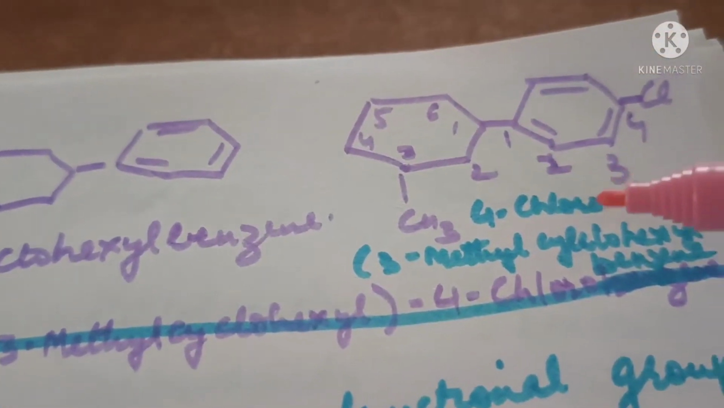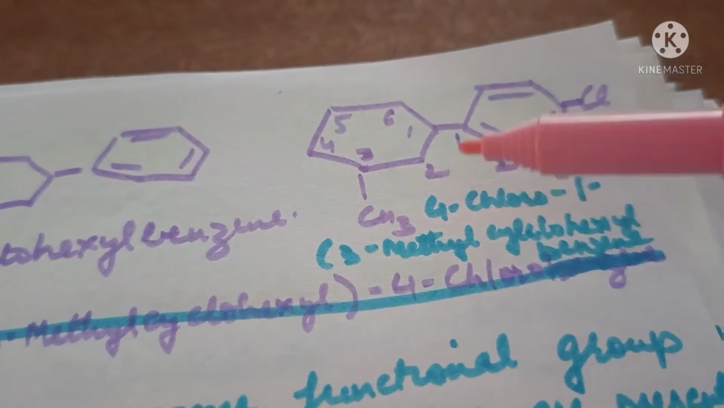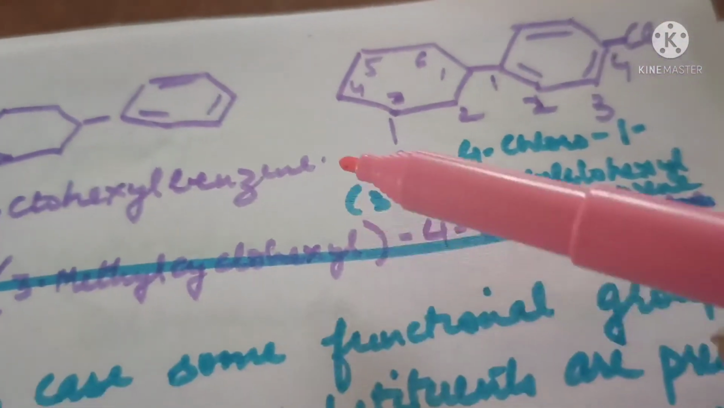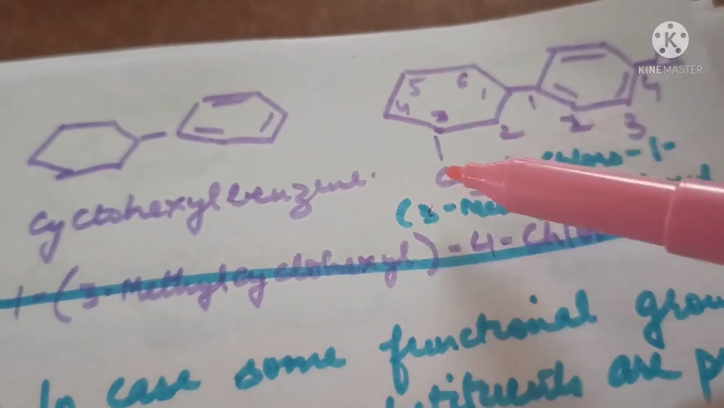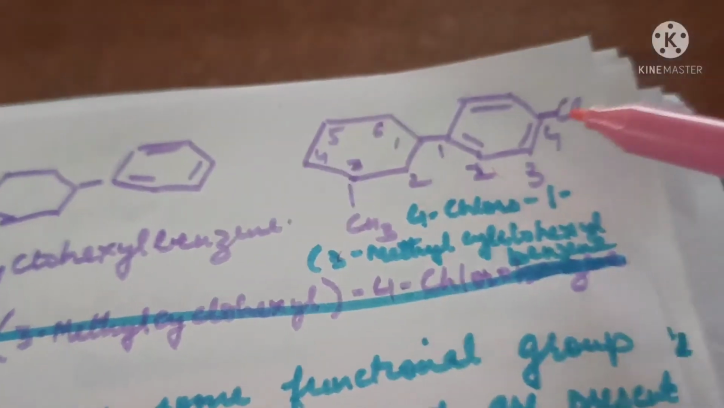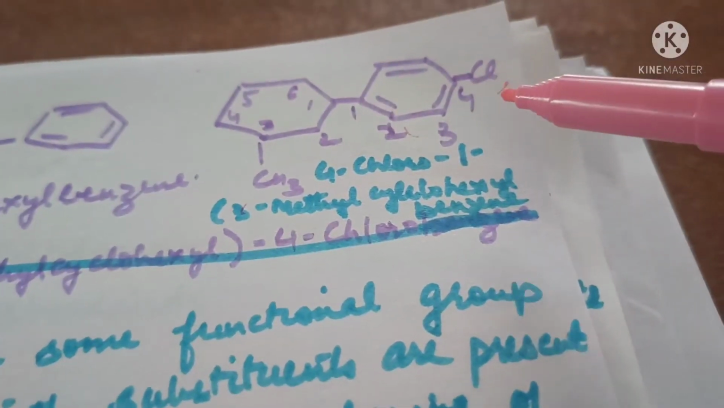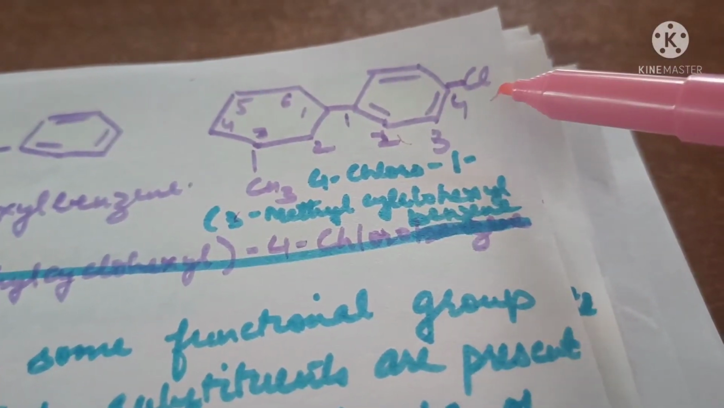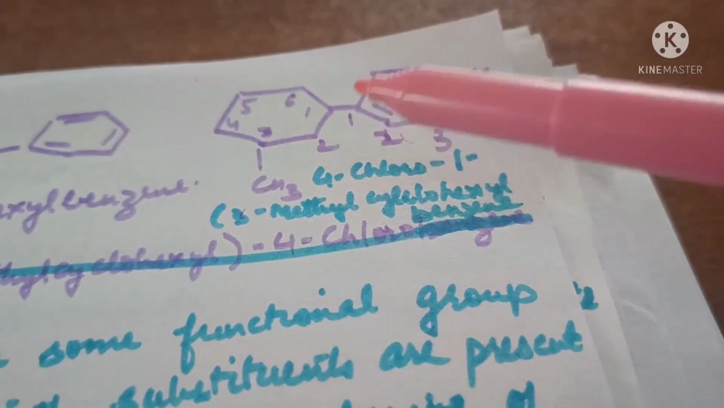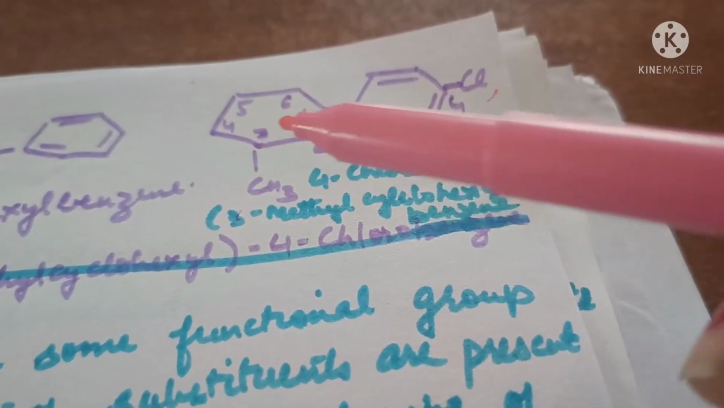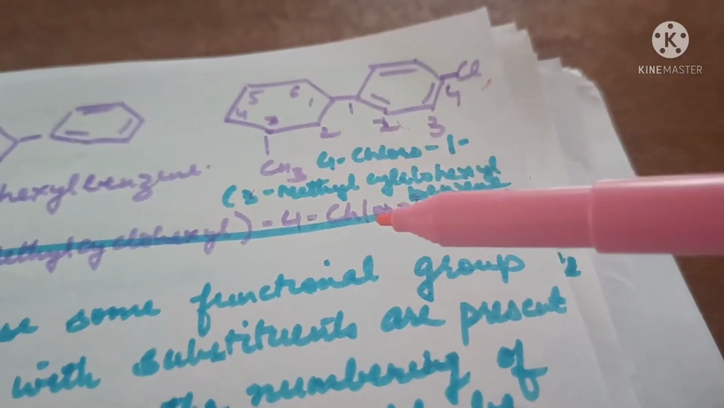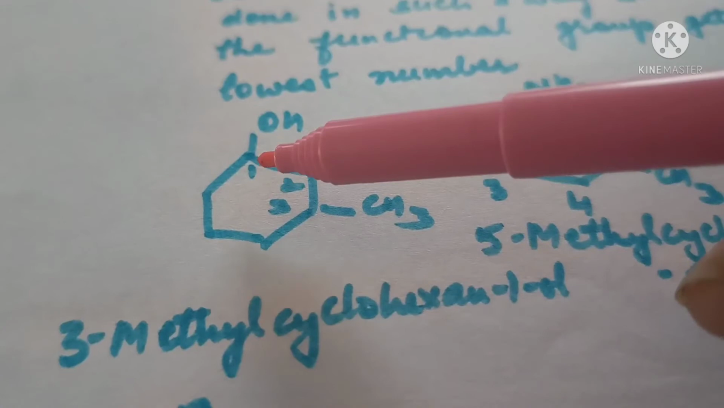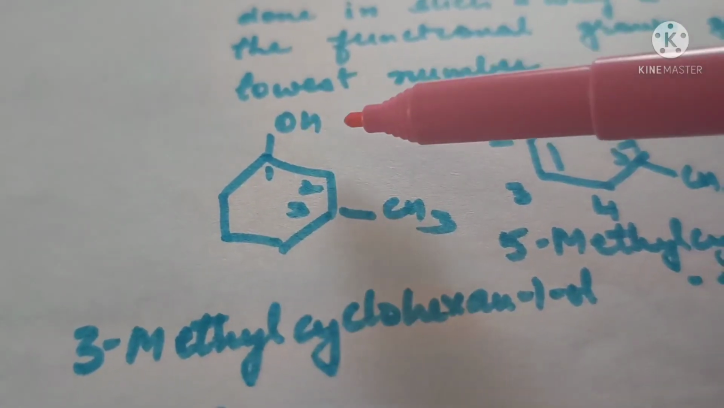This compound has substituents also. So this will be treated as a complex substituent and written within brackets. It starts from methyl. This is methyl cyclohexyl. This starts from M and this has chloro. So we will name it as 4-chloro, then 1-methyl, cyclo, 3-methyl cyclohexyl benzene.